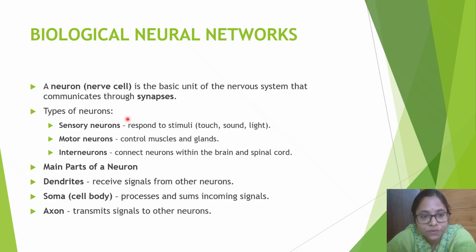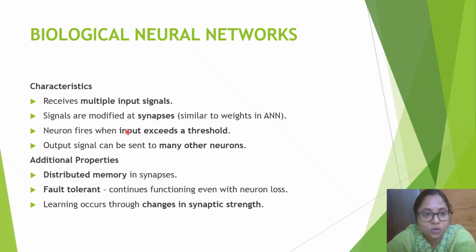So what are the types of neurons? Sensory neurons respond to stimuli. Motor neurons control the muscles and glands. Interneurons connect neurons within the brain and spinal cord. These are the three main parts of the neurons we discussed: the dendrites, the cell body, and the axon, which receive the signal, process the signal, and transmit the signal to other neurons.